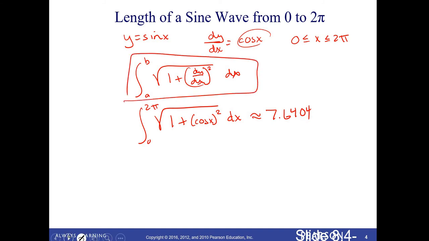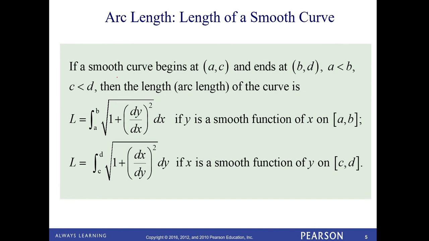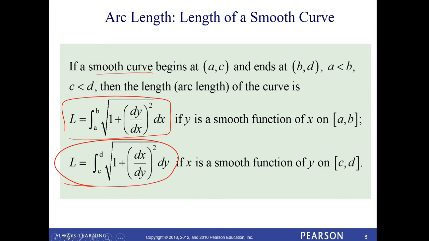You do have to memorize it. Here it is again. If a smooth curve begins at (A, C) and ends at (B, D), with A less than B and C less than D, and it must be a smooth curve, and it has to be continuous. We'll talk about that in a minute. Then the length or arc length of the curve is, this is the one we just used. Sometimes we have to flip it and use dy segments, and we'll talk about when that happens in one of our examples further on.